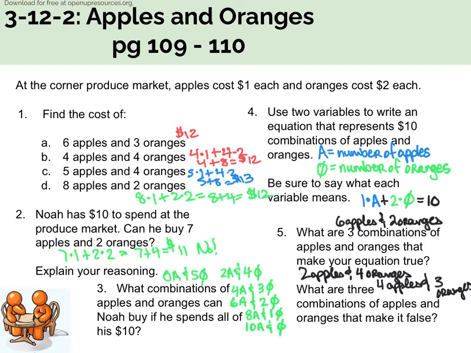And then what are 3 combinations of apples and oranges that make it false? Well, any number of those that will not add up to $10. So like number 2, Noah had 7 apples and 2 oranges. That did not add up to $10. It added up to 11. So there, we can do 3 combinations of those two different kinds.